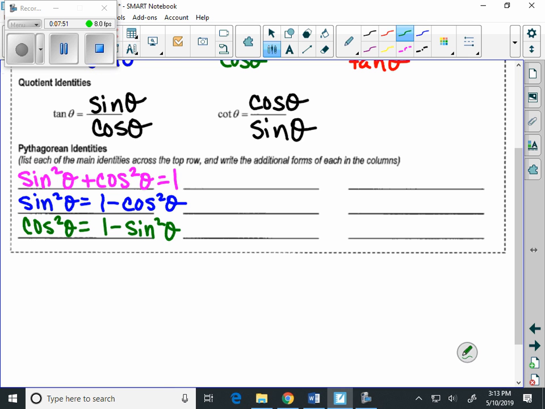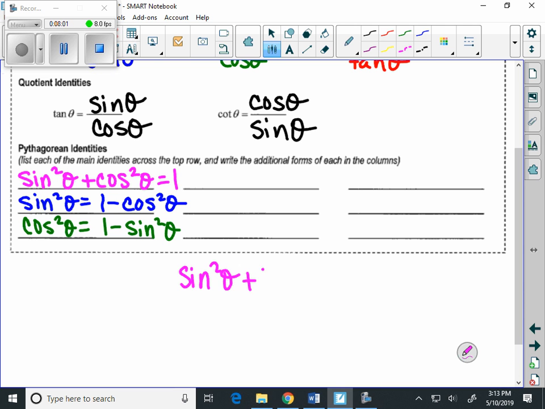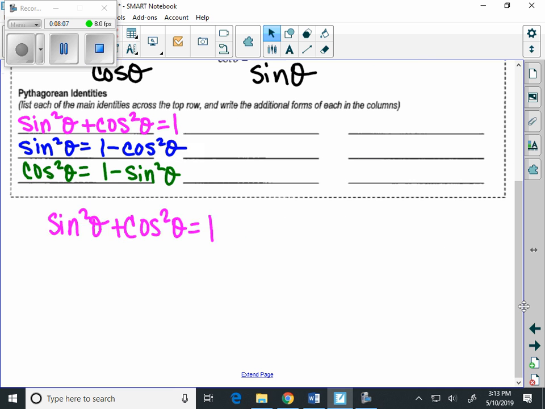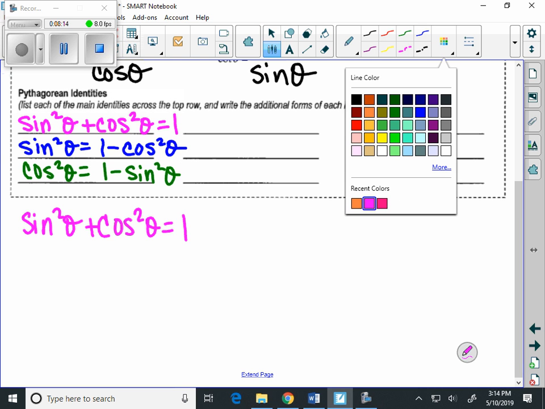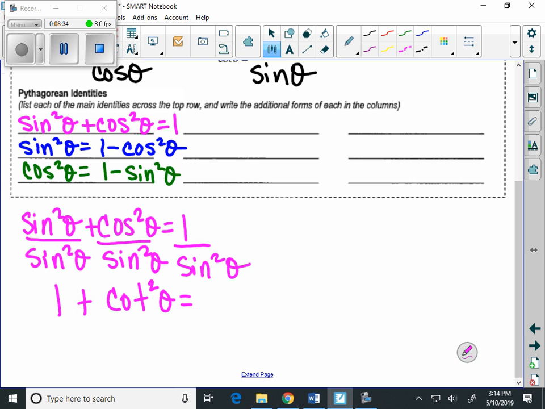To figure out the next identity here, we can take our main identity of sine squared theta plus cosine squared theta equals 1. Actually, I'm going to scoot this over. But let's divide everything in this function by sine squared. And when we do, sine squared divided by sine squared is 1. Cosine squared divided by sine squared is cotangent squared. And 1 divided by sine squared is cosecant squared.